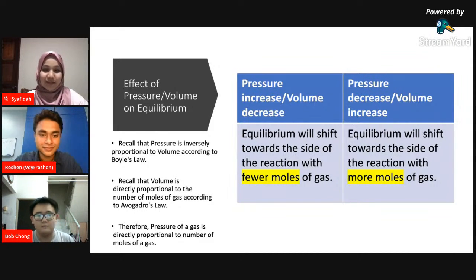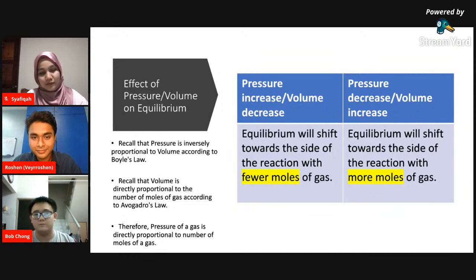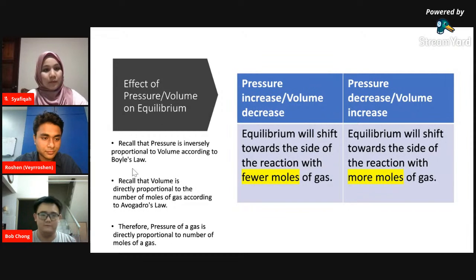So we should know that by now, according to Boyle's law, pressure is inversely proportional to volume. Kalau volume decrease, pressure increase. Volume, what did I just say now? Decrease, increase, increase, decrease. Okay, that's Boyle's law. Okay, this is the first one. What I'm going to talk about is going to be related to what is on later. So, okay, let's just move on to the second one.